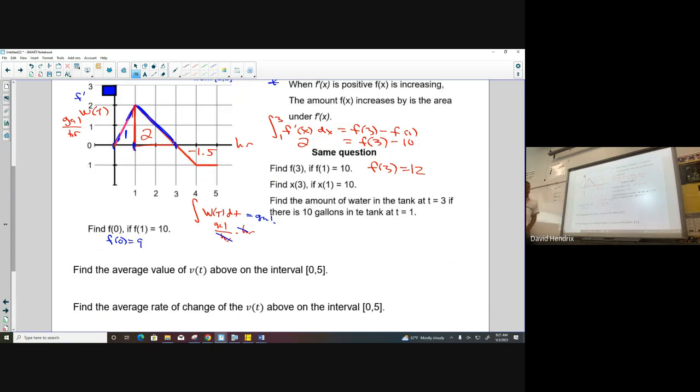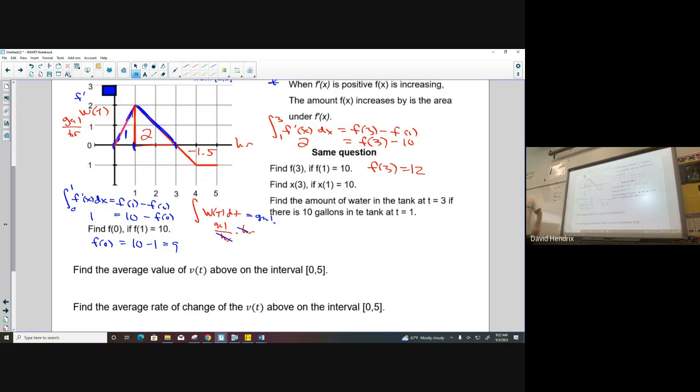Make sure, if you're not sure about that, you could again set up the fundamental theorem, integral from 0 to 1 of f prime of x dx equals f of 1 minus f of 0. And so this area equals 1, f of 1 equals 10, and then we're trying to figure out f of 0. If we solve this equation, we get f of 0 equals 10 minus 1. We're going to end up getting 9. Okay? And so the fundamental theorem will always work out.